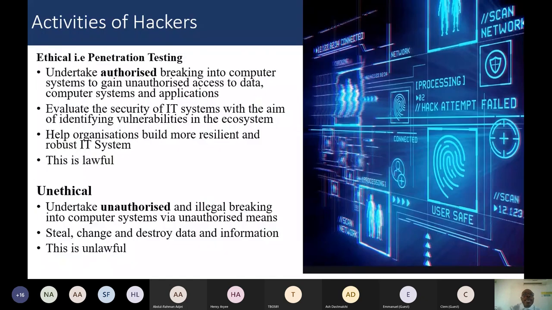So what do hackers do? Hackers typically undertake two mainstream activities. The first group of activity is called ethical hacking. And then there's also unethical hacking. And before I undertook a course in cybersecurity, I had a very different perspective of what hacking was about.